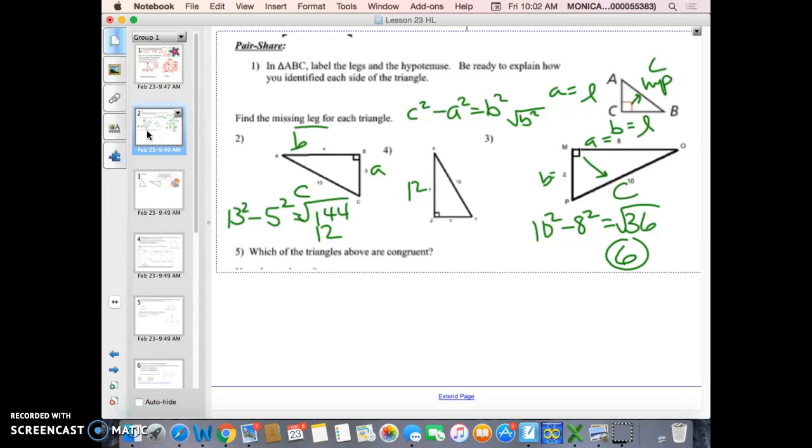So which of the triangles above are congruent? Well, number 2 and number 4. And I know that because they have the same sides. So if 2 triangles have exactly the same sides, then we know that they're congruent. So how do I know? I would say by S, S, S.